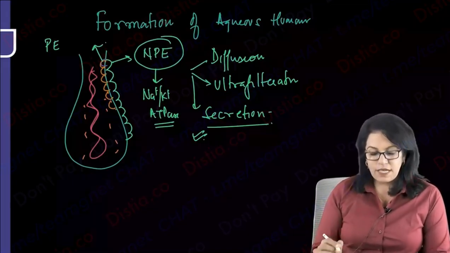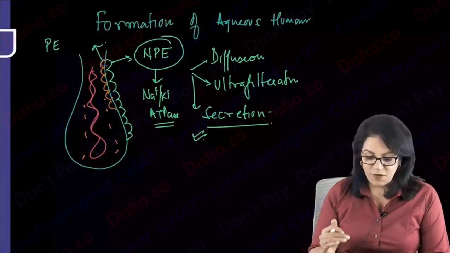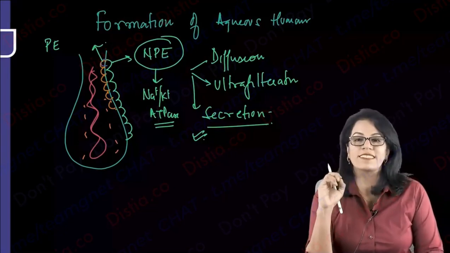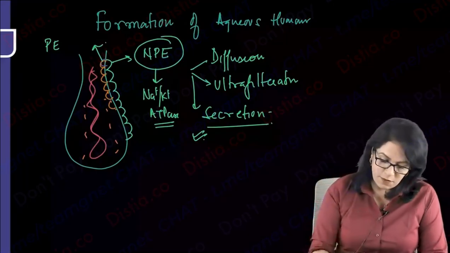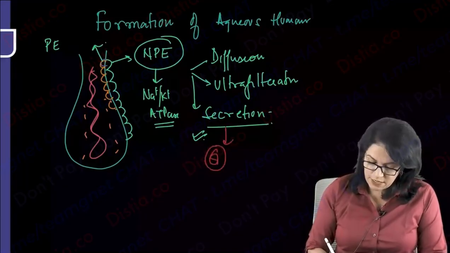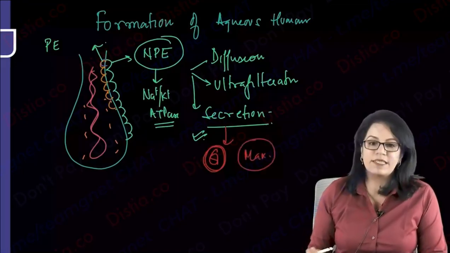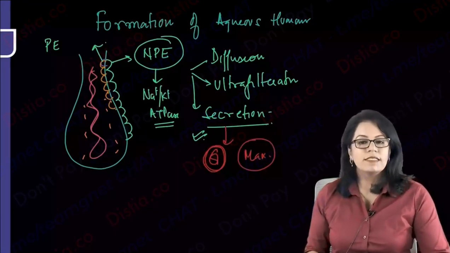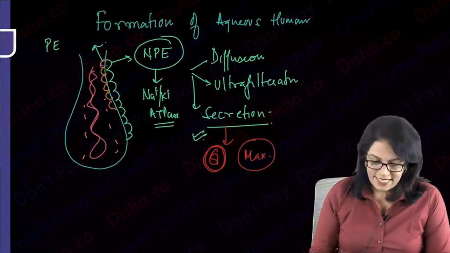Okay, so if we are clear about from where the aqueous is formed and what are the processes involved, an important question: which process is responsible for maximum formation of aqueous humor? So what will you answer? So we'll put a Q here. Maximum aqueous is formed by secretion. So the maximum amount of aqueous is formed by secretion. Correct? Okay. So once we know this, let's have a look at the slide.